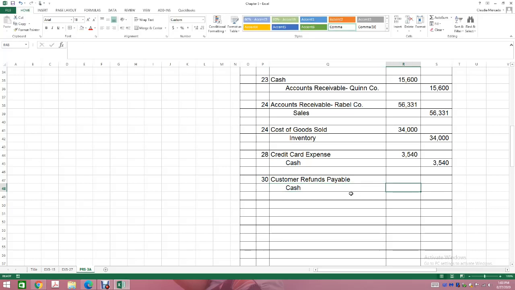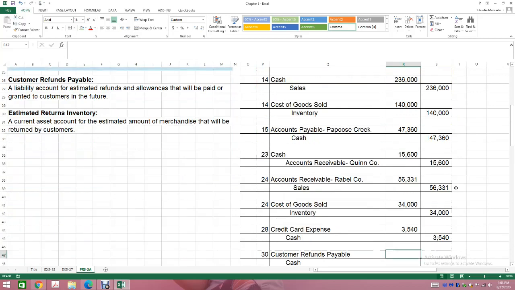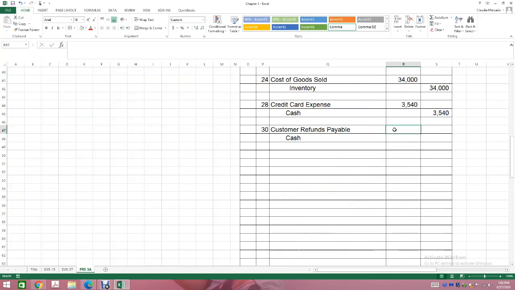So why is cash being credited? Because I am refunding money back. When you go to the store and you return something, you give them the goods and they give you back your money. That's how it works. So the amount of the return is $6,000. Customer refunds payable is going to be debited for the $6,000, and cash is going to be decreased by the $6,000. We also need to update our inventory.